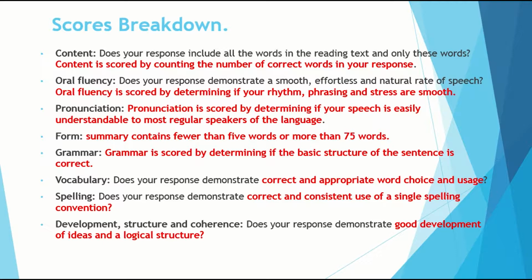Form. Now, form primarily forms an important aspect in the writing section. So it checks, especially during the essay, whether you have followed a proper format or not, or with the summarized text, it checks whether you have more than 5 words and less than 75 words. Right. The next important aspect is grammar. Of course, it checks if the basic structure of the sentence is correct, if it is understandable.